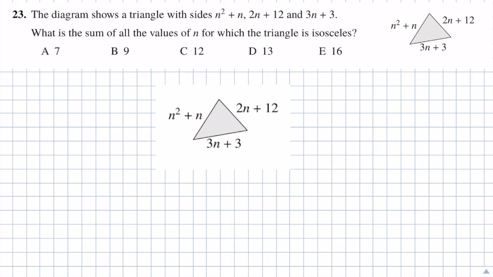Question 23. The diagram shows a triangle with sides n squared plus n, 2n plus 12, and 3n plus 3. What is the sum of all the values of n for which the triangle is isosceles? We've got answers as A is 7, B is 9, C is 12, D is 13, or E is 16.